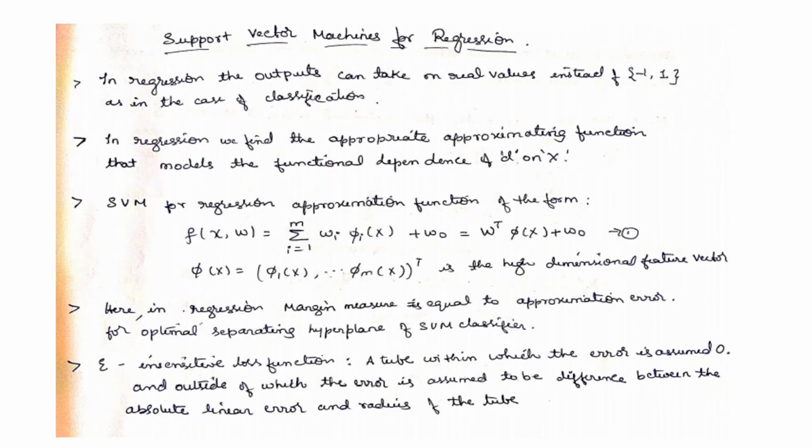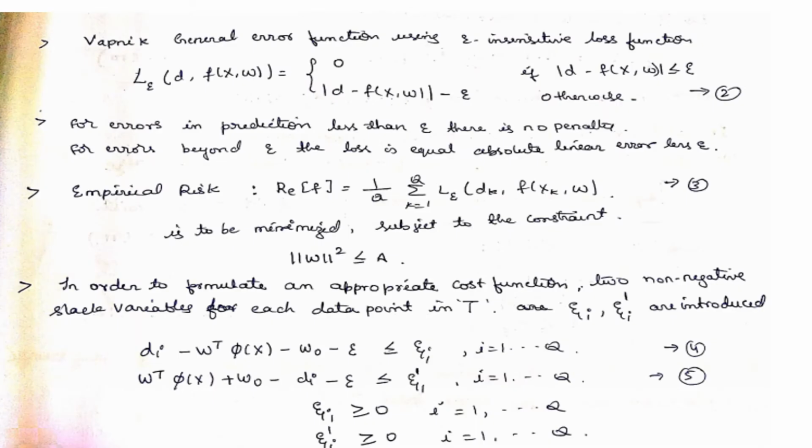The difference between the linear absolute error and the radius of the tube is nothing but the epsilon, that is the insensitive loss function. For errors in prediction less than epsilon, there is no penalty. That's what the previous equation says. For errors beyond epsilon, the loss is equivalent to the absolute linear error.